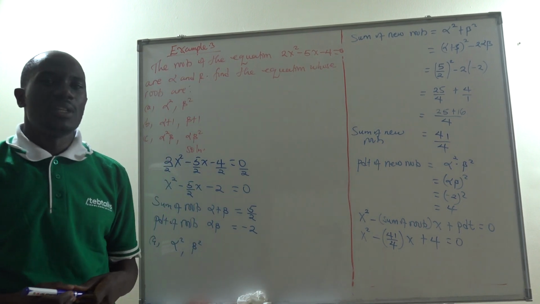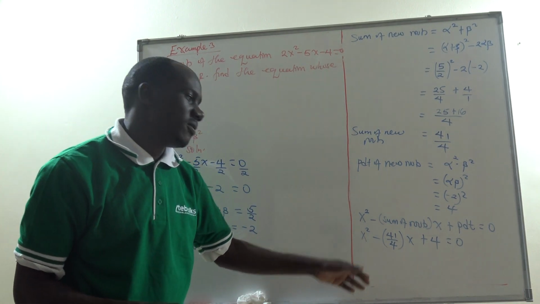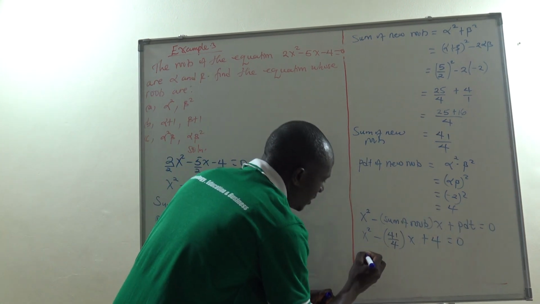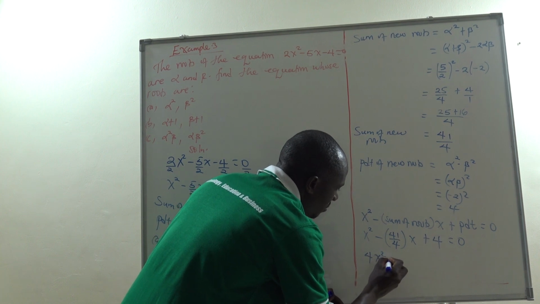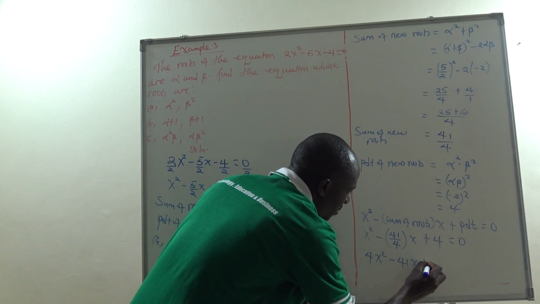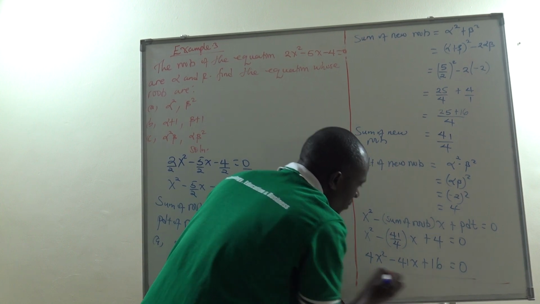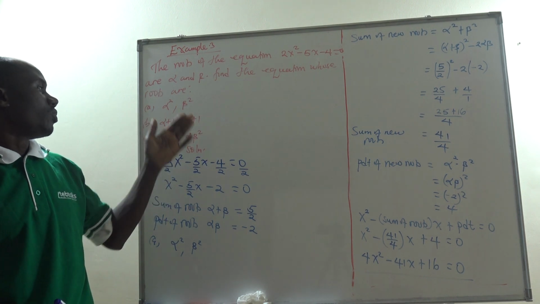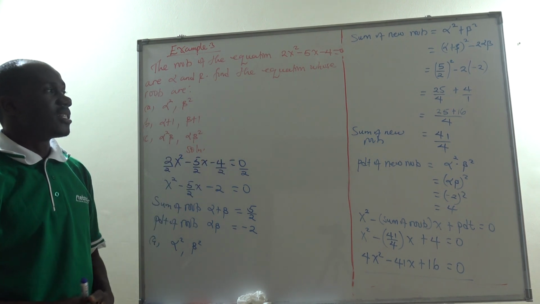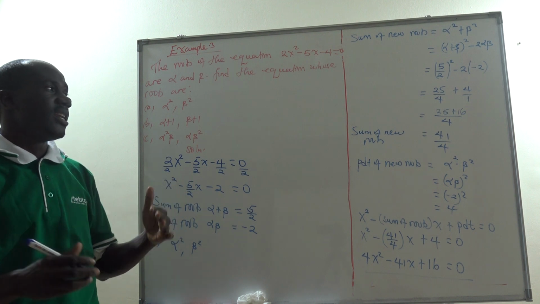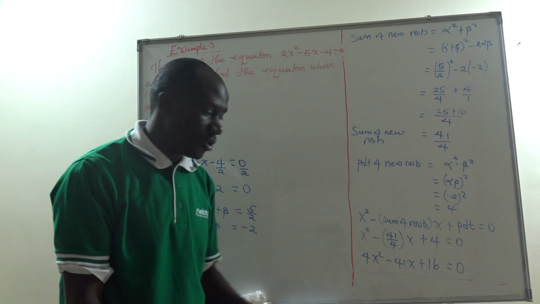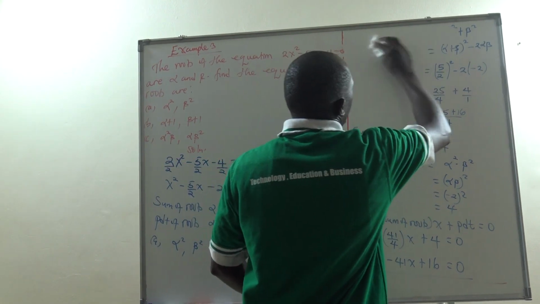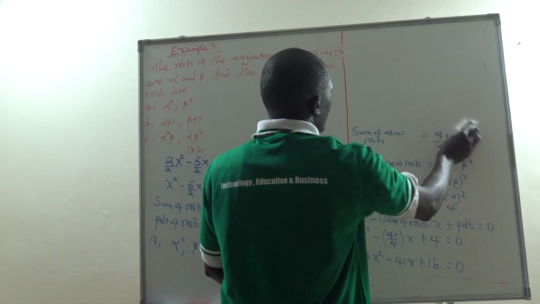So automatically when we reach there, what is the LCM? The LCM is 4. You can multiply by 4 throughout. This becomes 4x squared minus 41x plus 16 equals 0. You have already finished forming an equation whose new roots were given to you. That's how we handle such kind of numbers. So we are now going to move to part B on how we can form an equation when we are given those roots.